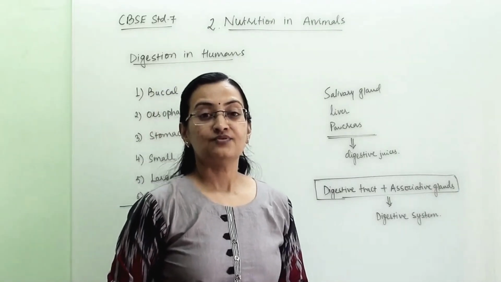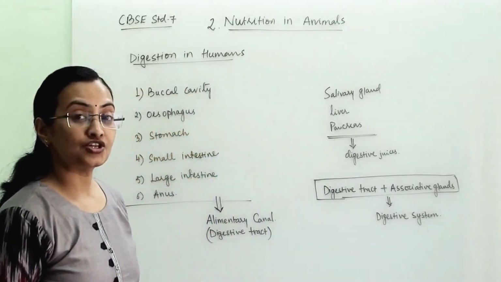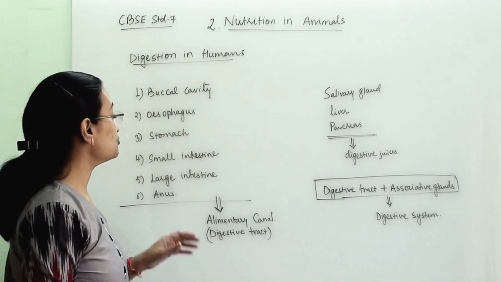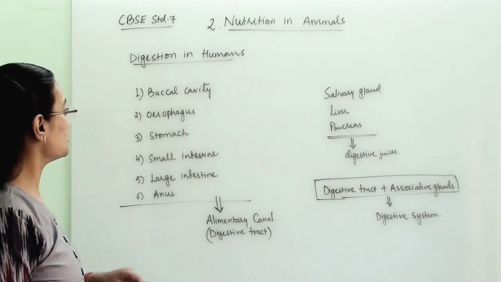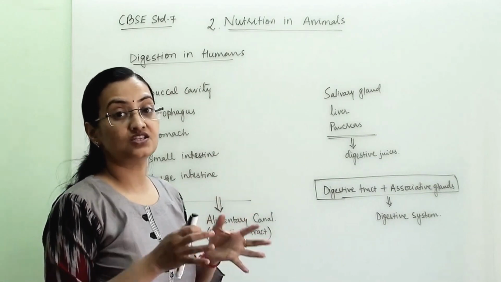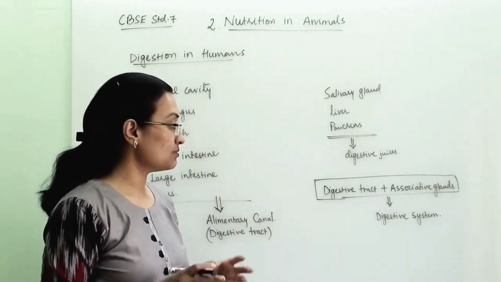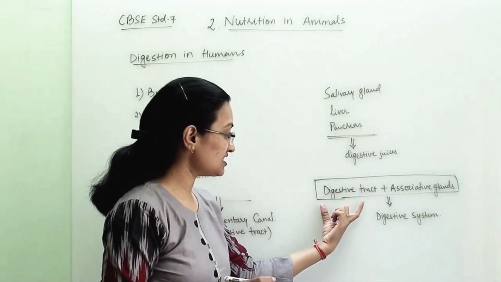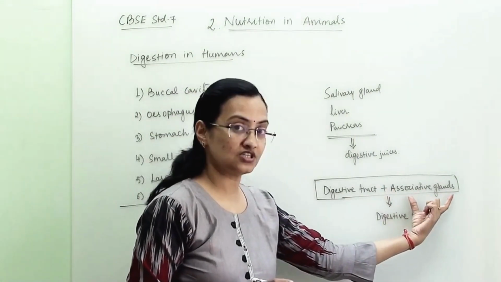Students, today we are going to learn about digestion in humans. This is under nutrition in animals, second chapter. Digestion in humans is carried out in the digestive system. Now, the digestive system comprises two things: the digestive tract and associated glands.